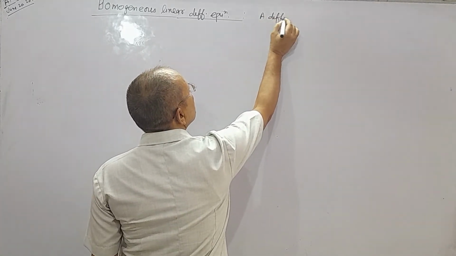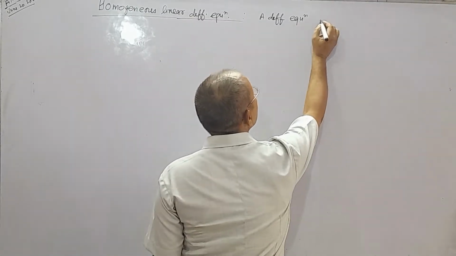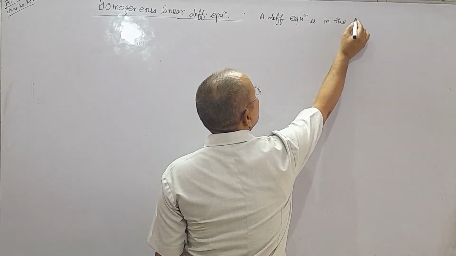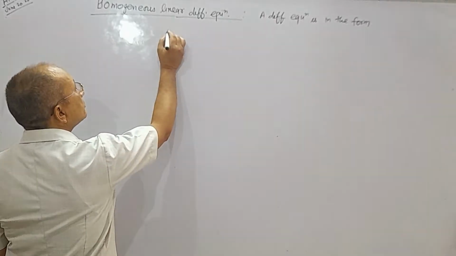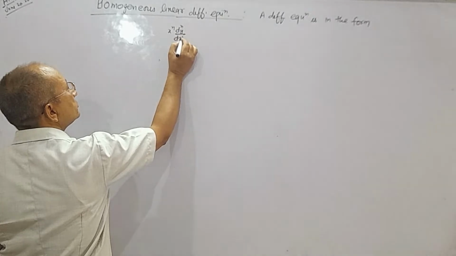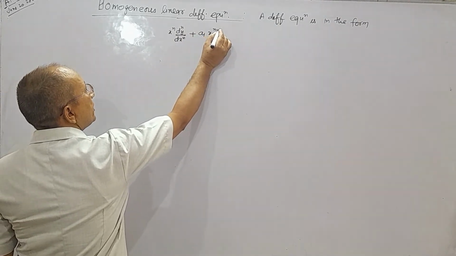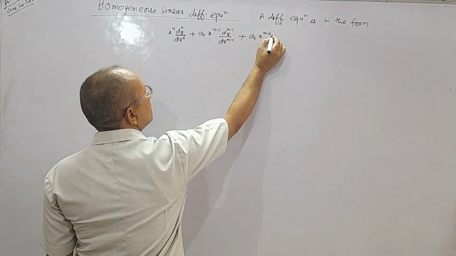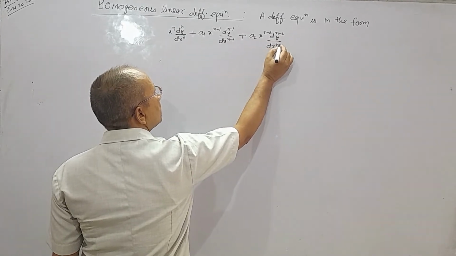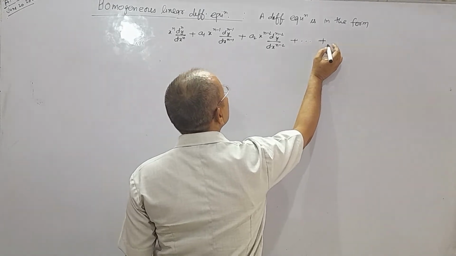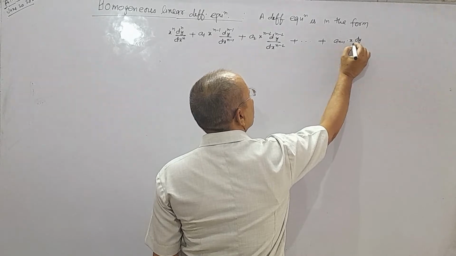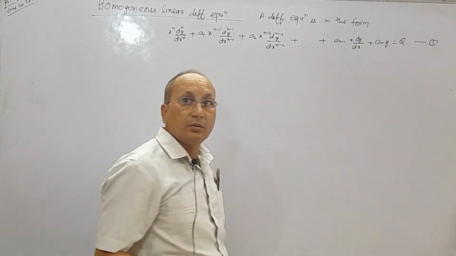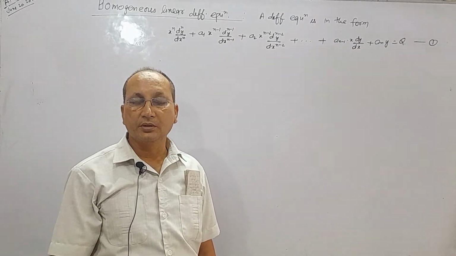A differential equation in the form x to the power n d^n y upon dx^n plus a1 x to the power n minus 1 d^(n-1) y upon dx^(n-1) plus a2 x to the power n minus 2 d^(n-2) y upon dx^(n-2) plus up to so on, a(n-1) x dy upon dx plus an y equals Q, where a0, a1, a2 are constants and Q is a function of x or constant.